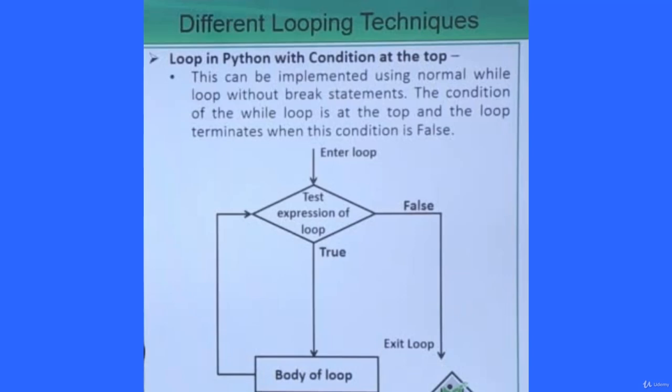So this can be implemented using a normal while loop without break statements. The condition of the while loop will be at the top and the loop terminates when the condition becomes false. So, test expression of the loop: when the condition is true, the body of the loop will get executed. When the condition is false, it will come out of the loop, that is the exit loop. So here you see the placement of the condition is at the top of the loop body.